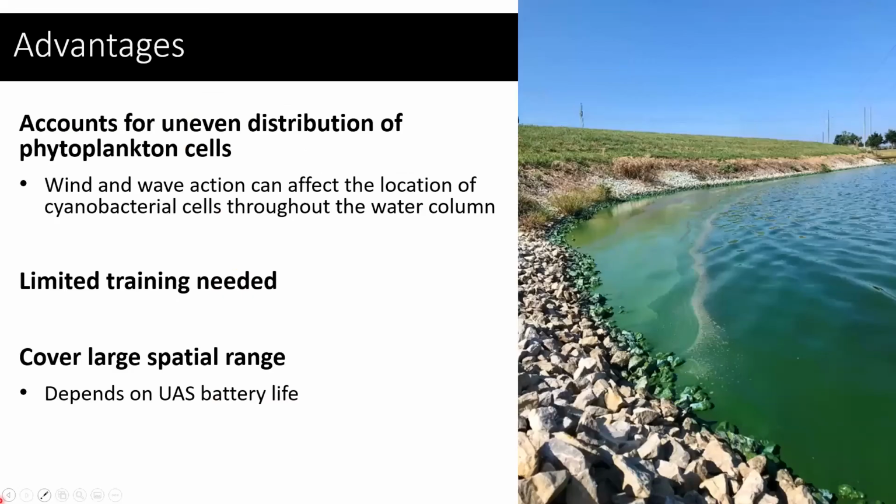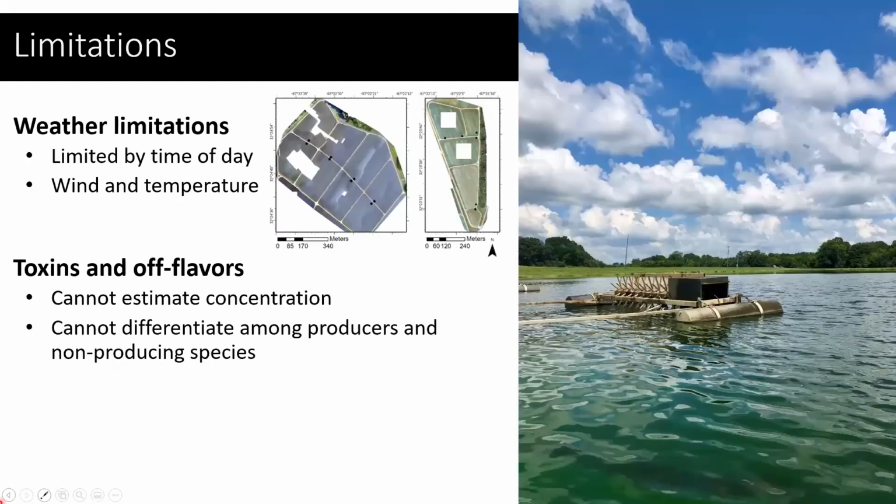So we would say some of the main advantages of using the drone, the main one is that you can account for the uneven distribution of phytoplankton cells in a system. So particularly when you're working with cyanobacteria, wind and wave action will push all the cells to one corner. And if you're always sampling the same area and it happens to be upwind, you might be severely underestimating how much cyanobacteria you have in the water. Another advantage is that it's really easy to learn how to use and process drone data, and you can cover a very large spatial range depending on which UAV you have.